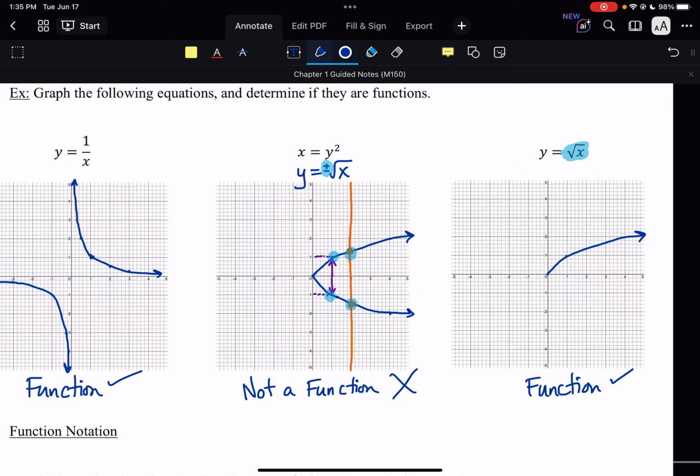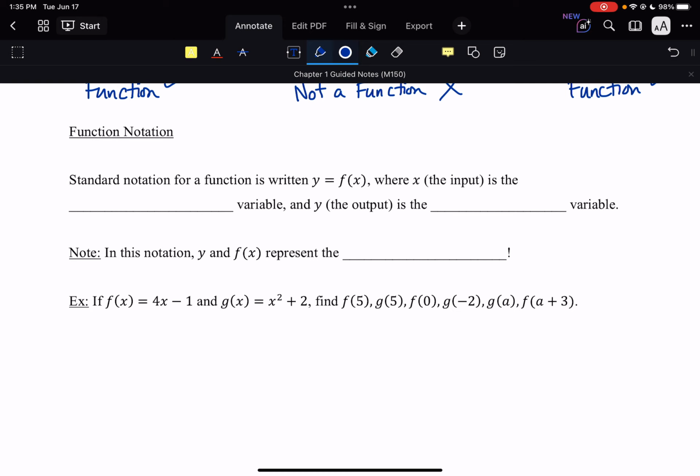Now, into more formulaic territory, what we're typically used to seeing in algebra. Standard notation for a function is written as y equals f of x, where x, the input, is the independent variable, and y, the output, is the dependent variable.